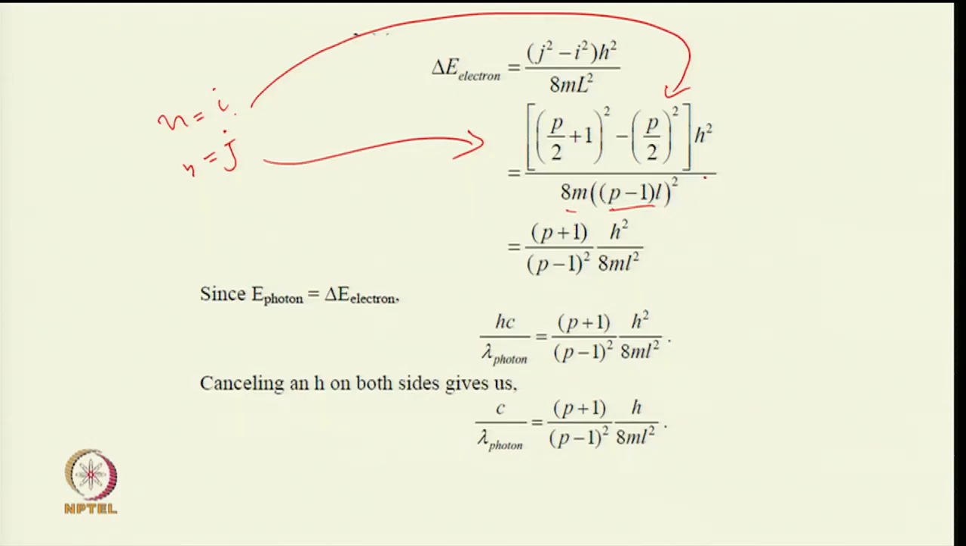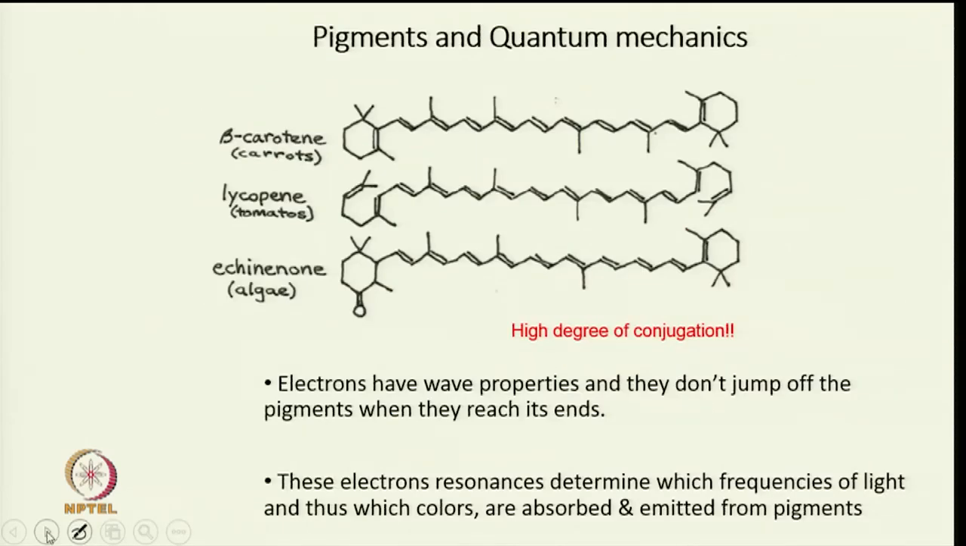And if you simplify it, what you are going to get is (P plus 1) divided by (P minus 1) square multiplied by h square by 8 m L square. And E photon will be equal to delta E electron. And so hc by lambda of photon will be equal to (P plus 1) h square divided by (P minus 1) square 8 m L square. Cancelling h on both sides gives you c by lambda is equal to this, and so you can know what is the value of lambda.